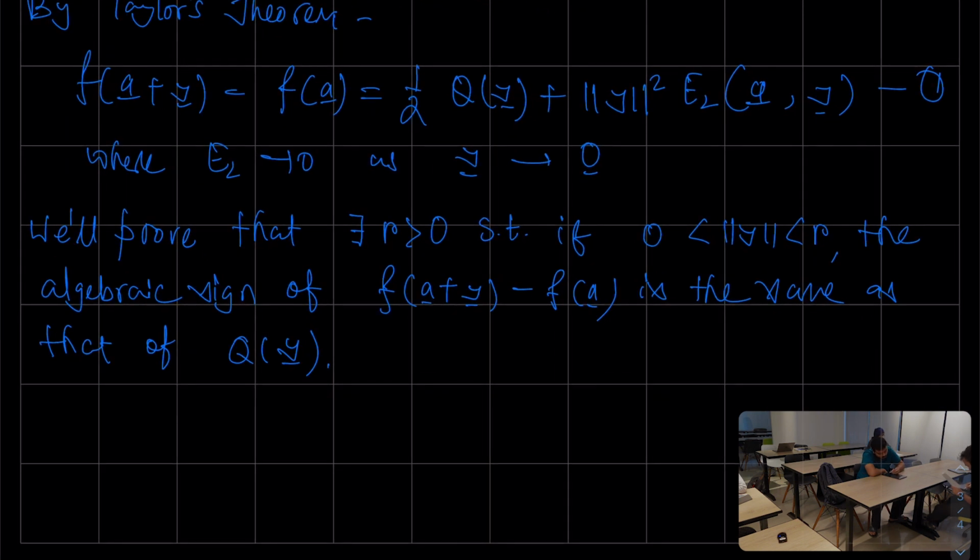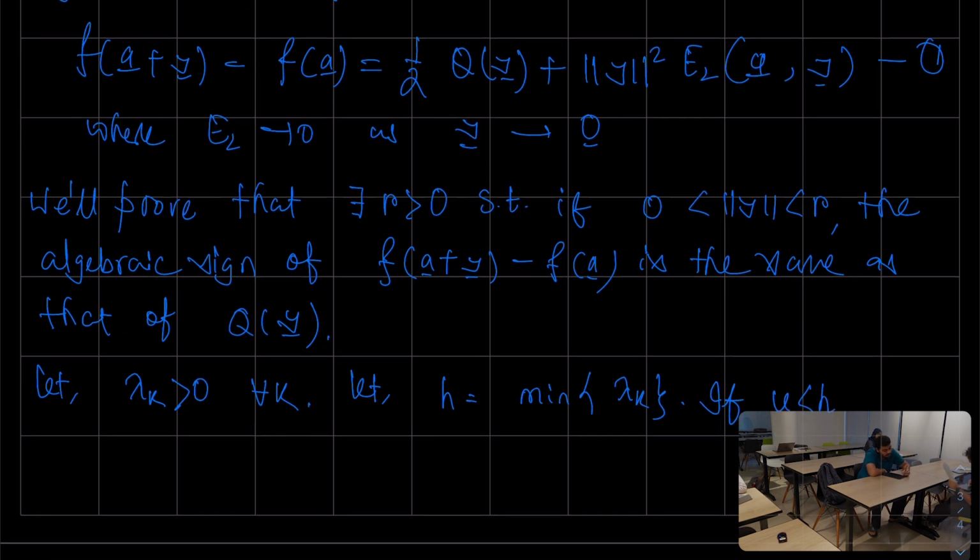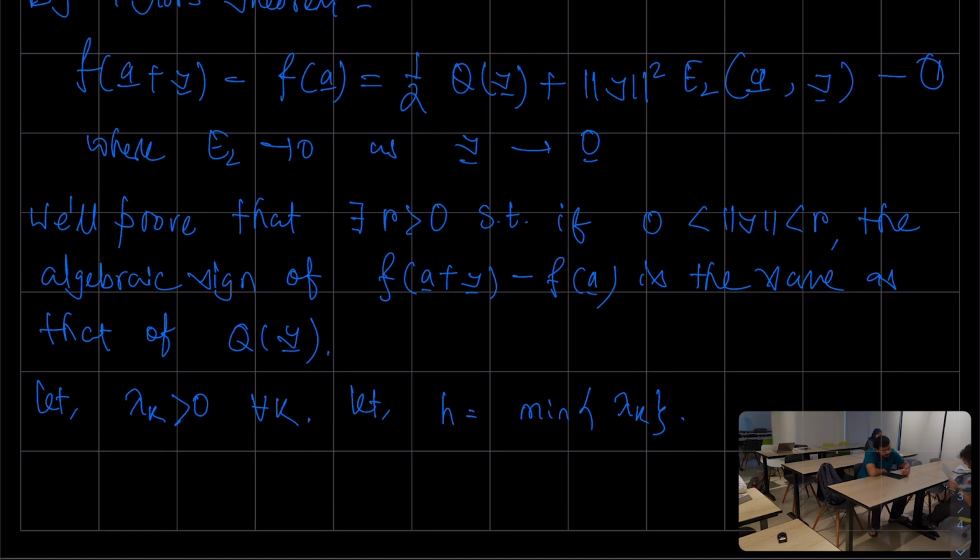Maybe you could have done this as a lemma, but okay. Let lambda k be positive for any k, which means that all the eigenvalues are positive. Also let h be the minimum of all the lambda k. So if u is less than h, some u, have I defined what u is? No. So I'm just going to define u. So let u, so what is u?